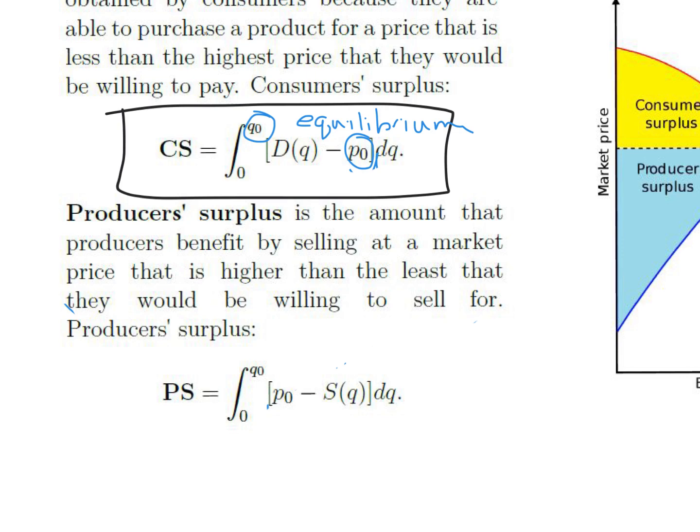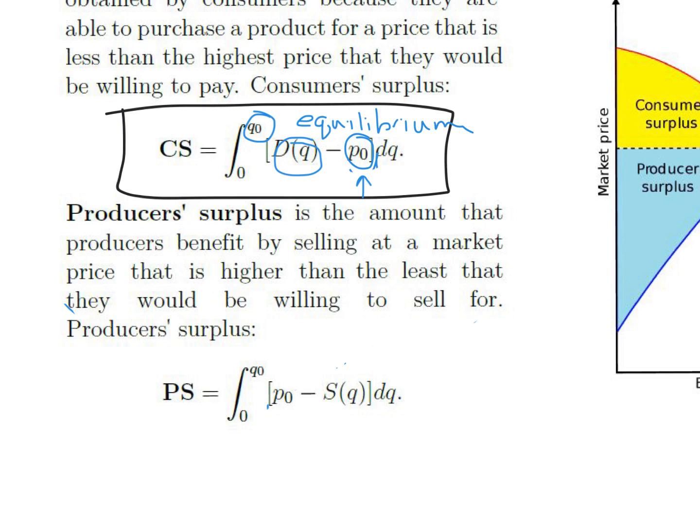So, CS, consumer surplus: you integrate this function, the demand function, minus the equilibrium price, and evaluate it from the equilibrium quantity to 0. Okay, we're going to do a couple of examples, but that's what that means. And that's going to be on your formula sheet. You don't have to memorize it, but you have to know what all those pieces are.